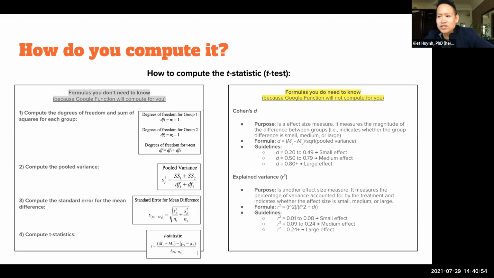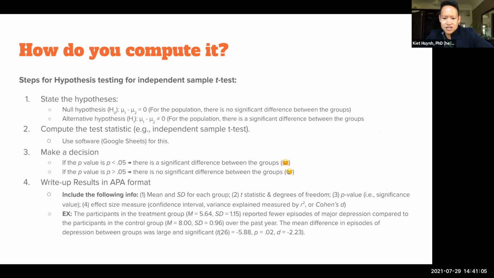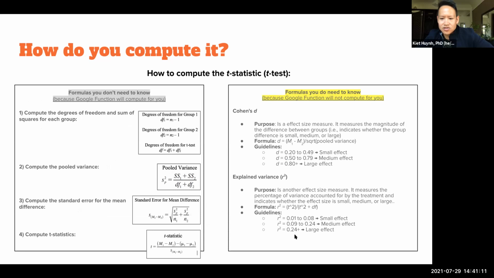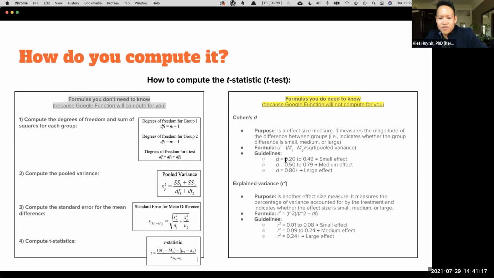So usually what you would do is you compute this d value, and then you report it in your results as either small, medium, or large. Let's go back to the previous slide. You see here that this d value is negative 2.23. That falls into the large effect.